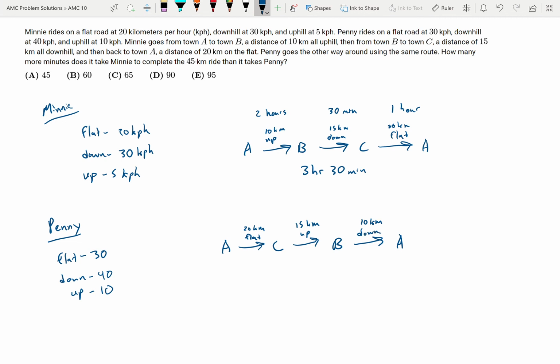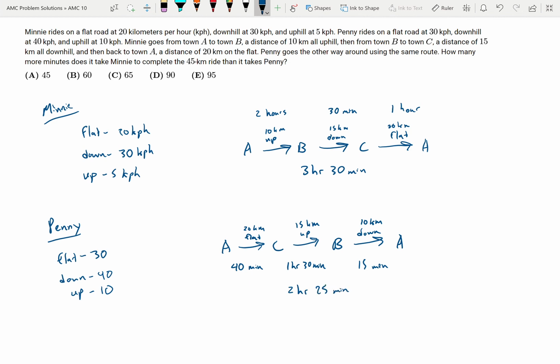For finding her time, on the flat she goes 30 kilometers per hour, so I do 20 over 30. 2/3 of an hour is 40 minutes. Then 15 kilometers uphill, she goes 10, so 15 divided by 10, I get 1 hour, 30 minutes. And then 10 kilometers downhill is going to be 1/4 of an hour, so that'll take her 15 minutes. If you add all that up, you get 2 hours, 25 minutes.